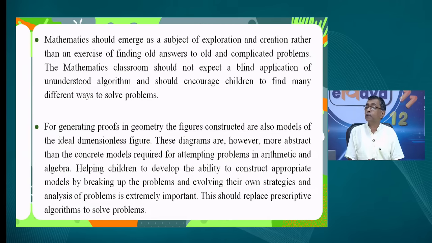For generating proofs in geometry, the figures constructed are also models of the ideal dimensionless figure. As per Euclid, a point is a dimensionless entity. And when a point is a dimensionless entity, how can a line exist? Because it is simply a breadthless length. But for our understanding, we put a dot there and then try to describe things. We draw figures there.